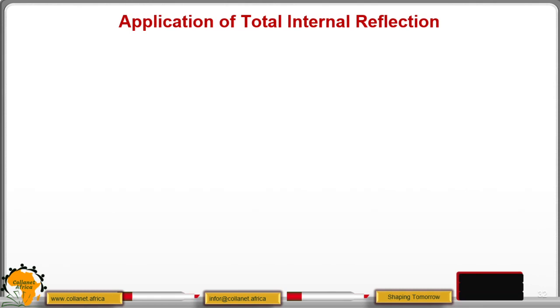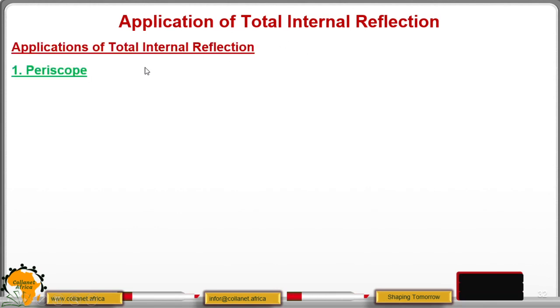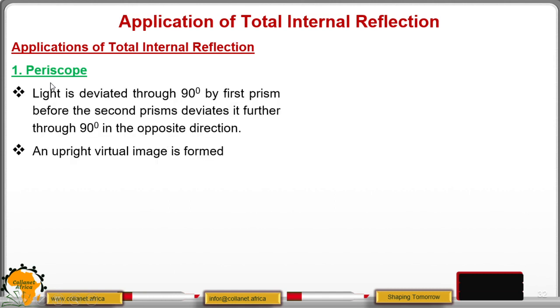Hello student, welcome to our last lesson in this topic where we are going to look at application of total internal reflection. We start with the first one, the periscope. Now light is deviated through 90 degrees by the first prism before the second prism deviates it further through 90 degrees in the opposite direction.